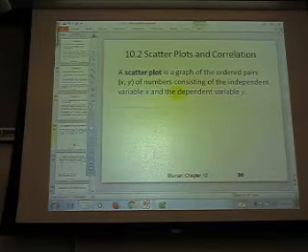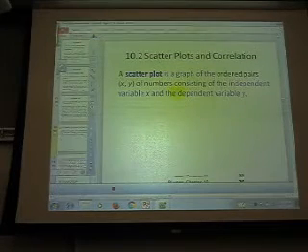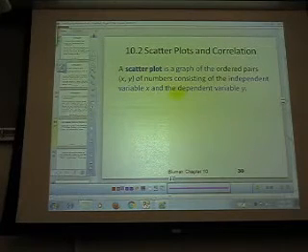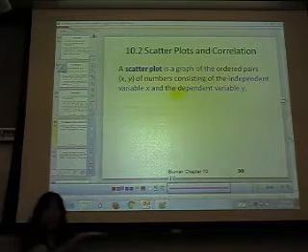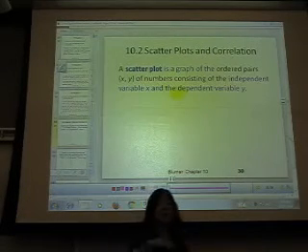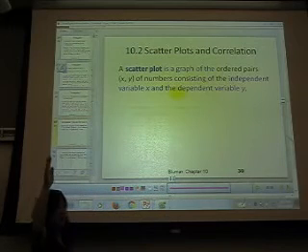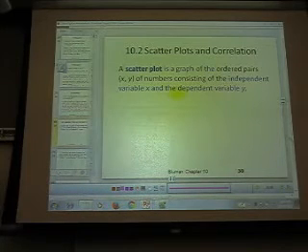Great. We're going to talk about scatter plots. That's a graph of the ordered pairs, x comma y, of numbers consisting of the independent variable, that's your x variable, along the x-axis, and the dependent variable, the y variable, along the y-axis. So independent is always going to go along the x-axis.